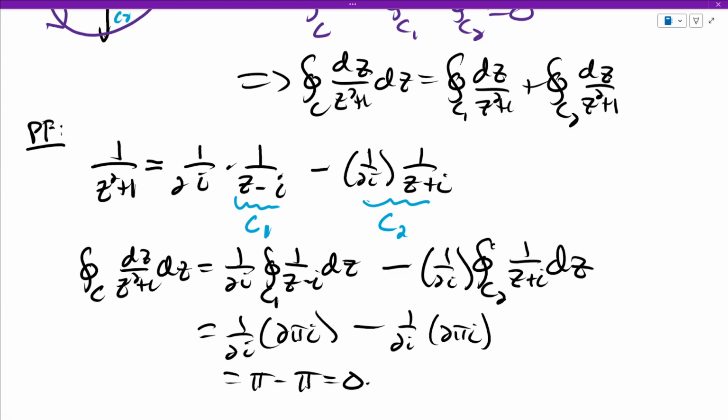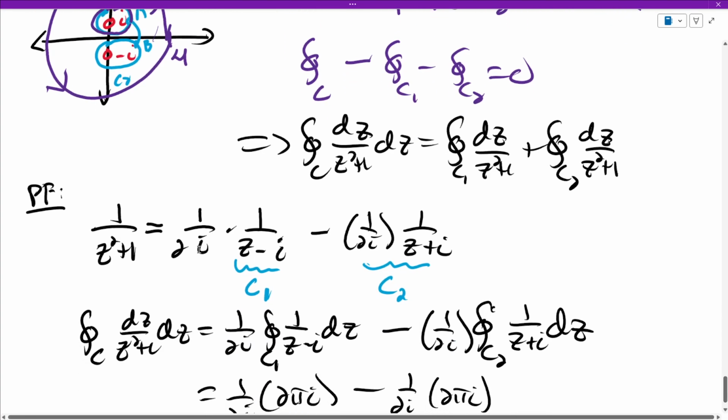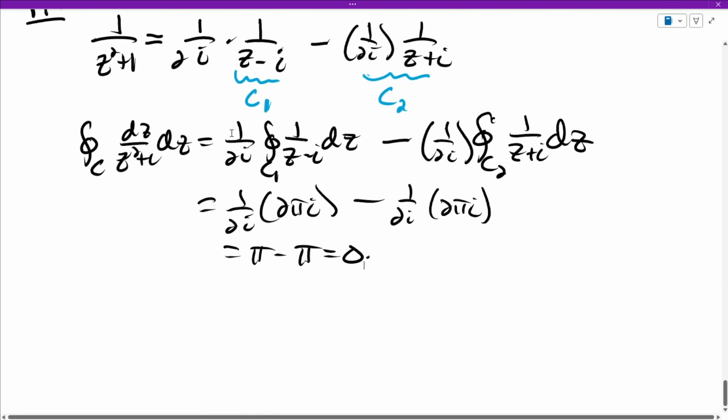And so this is how you deal with functions that have more than one singular point inside of the contour. You break them up, you sort of localize the integral. You only look at a small region of each of the singular points, and you try to understand your function there, and you integrate accordingly.